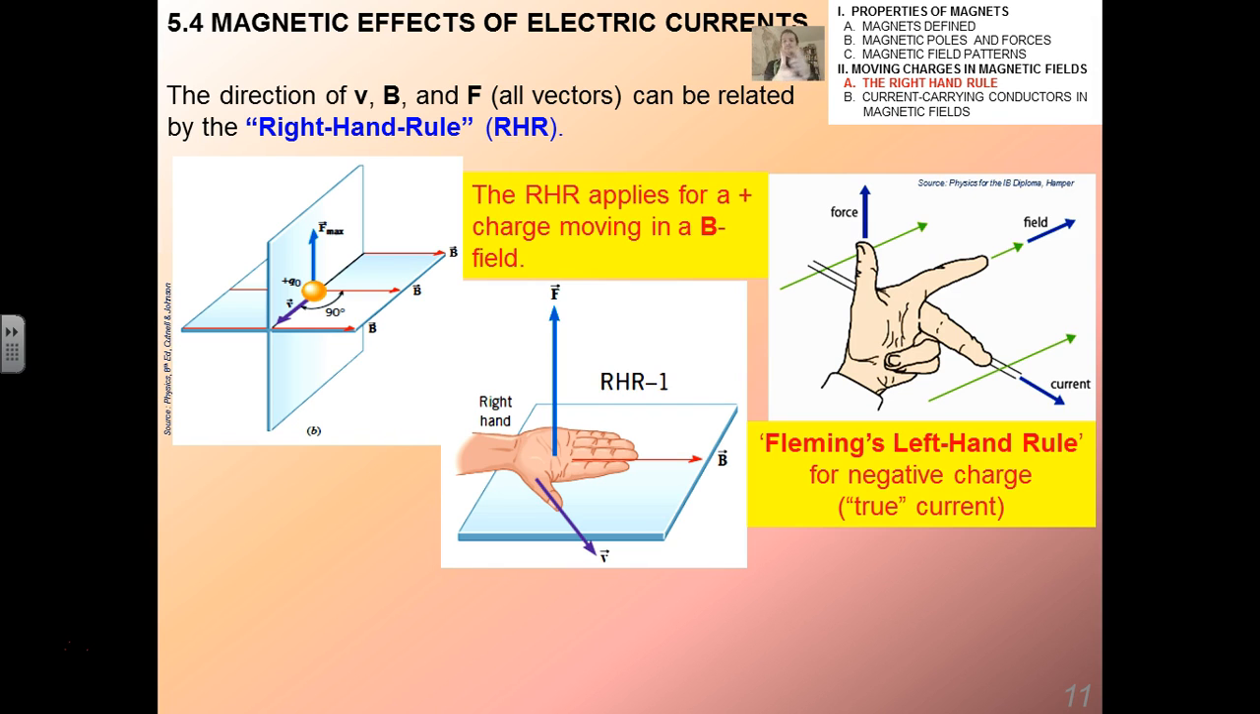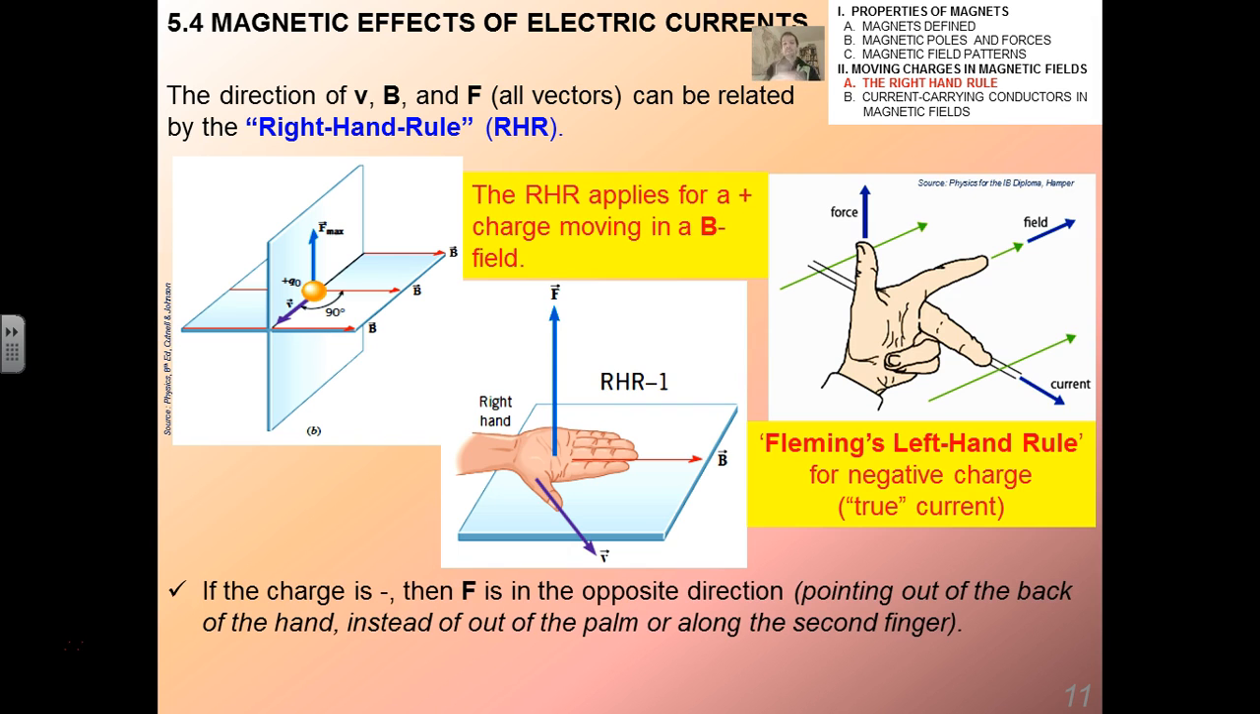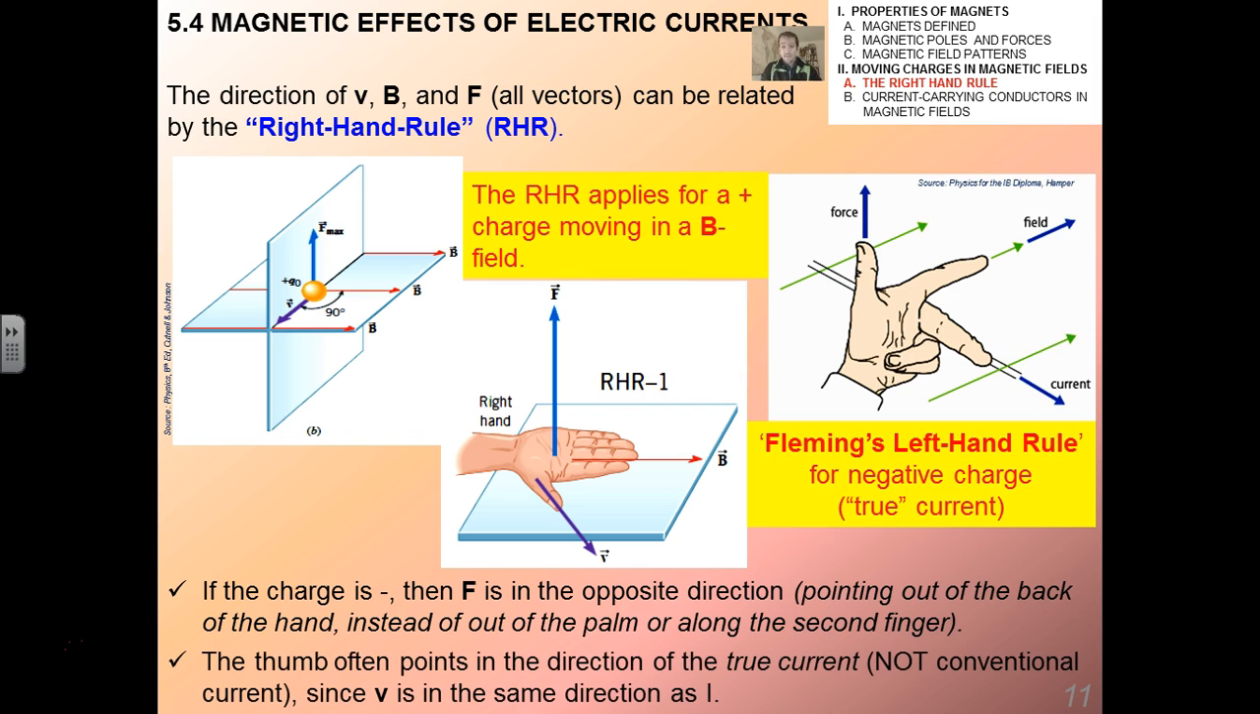All right, so again, V, B, and F. That's called the right-hand rule, and you're going to be using this. Don't be afraid to use your right hand when you're solving all these problems. If the charge is negative, F is in the opposite direction, pointing out of the back of the hand, and the thumb often points in the direction of the true current, not the conventional current, because V is in the same direction as I.